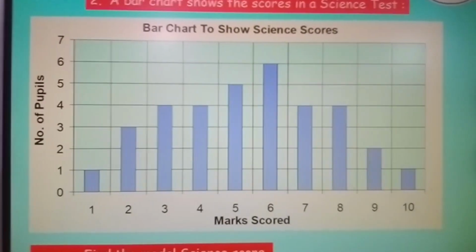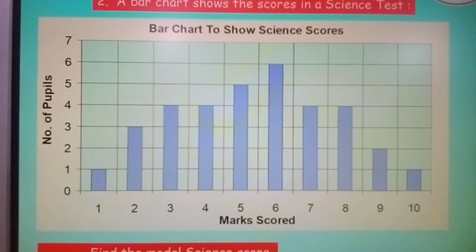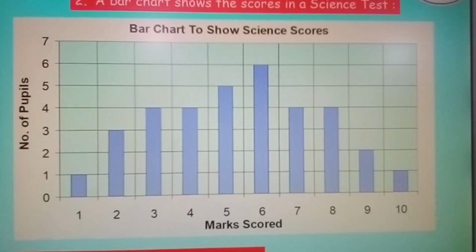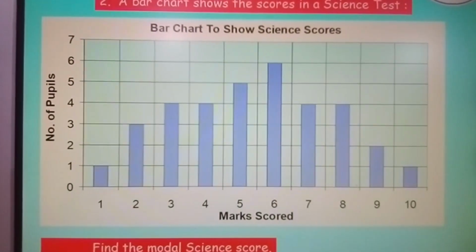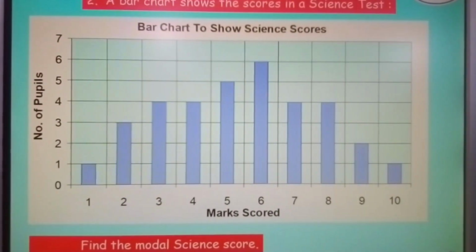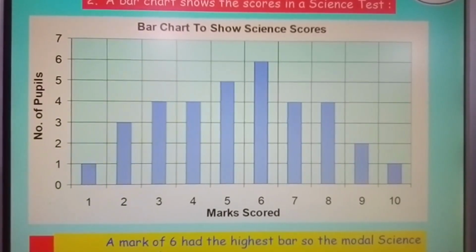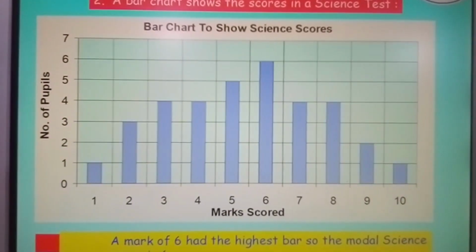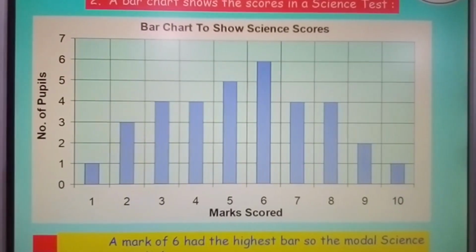Number of pupils, marks scored, okay. And what do you think this will be here? So you tell me, okay? Shout it out, I can't hear you. I still can't hear you. It is a mark of 6 had the highest bar, so the modal science score is 6.